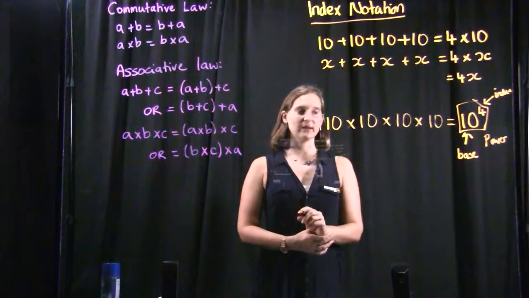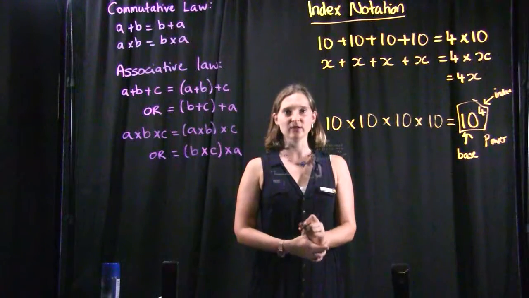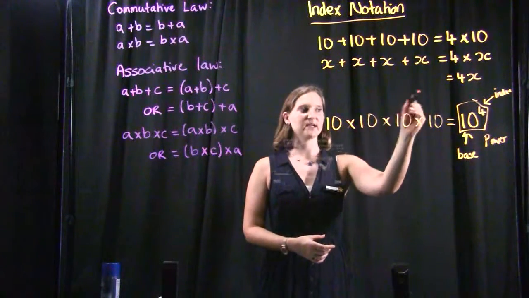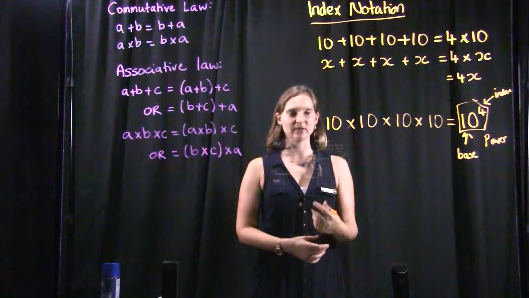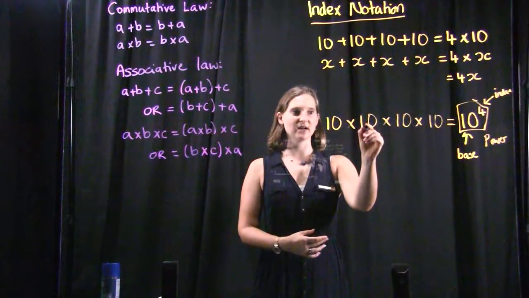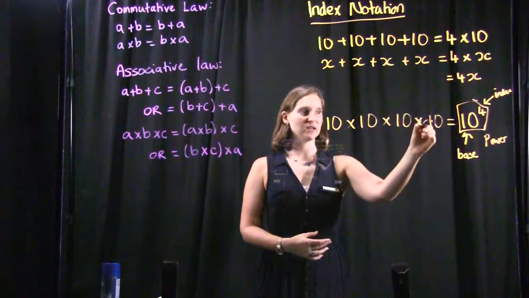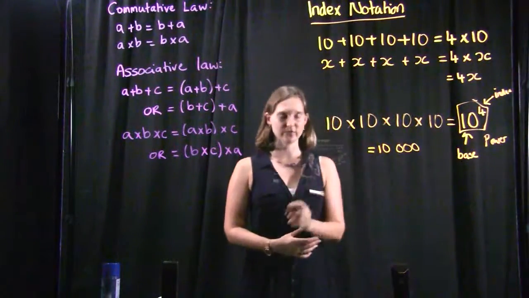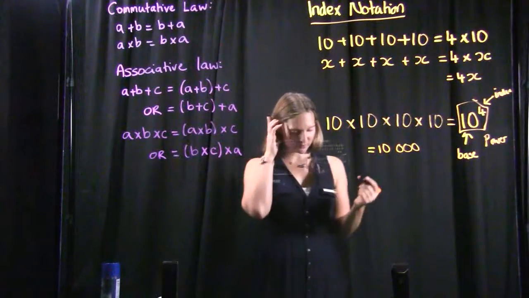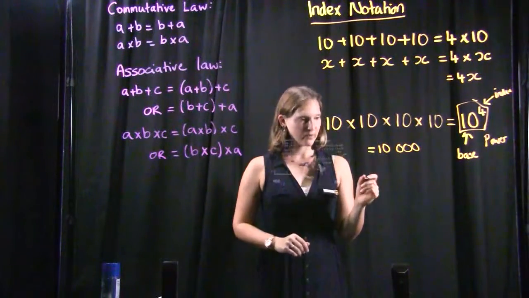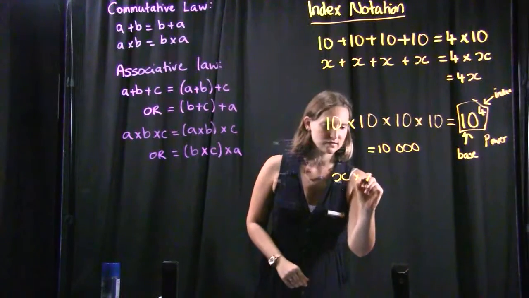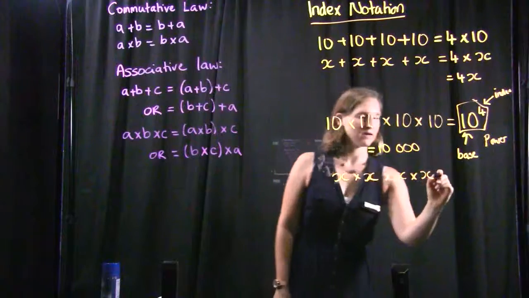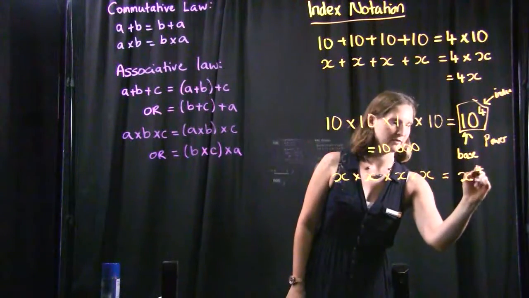Now the answer to this sum is not 40. We are not doing 10 times 4. We are doing 10 times 10 times 10 times 10. So the number is a lot bigger. 10 times 10 is 100, times 10 is 1,000, times 10 again is 10,000. Not 40. To put this in an algebraic example, we can have x times x times x times x, and this time we would just write x to the power 4.